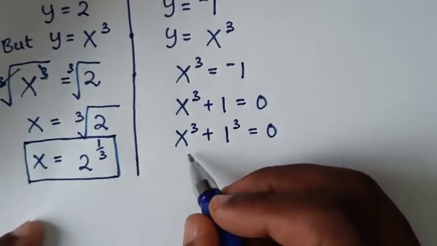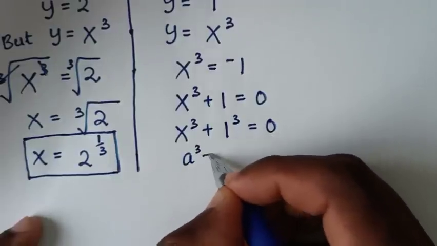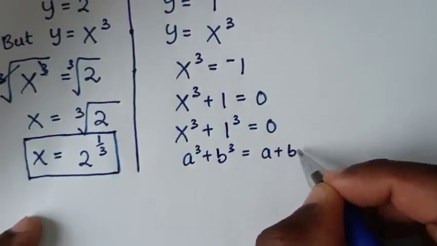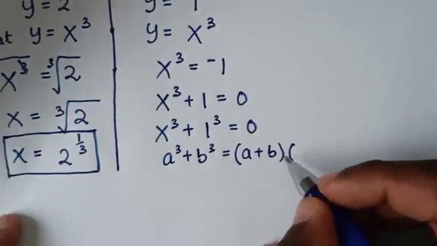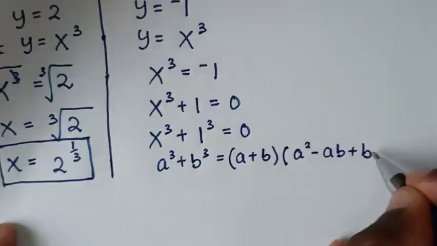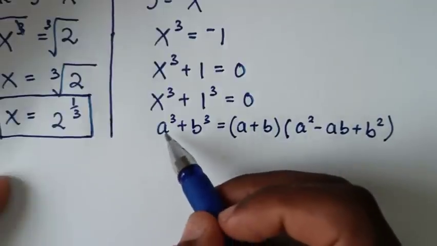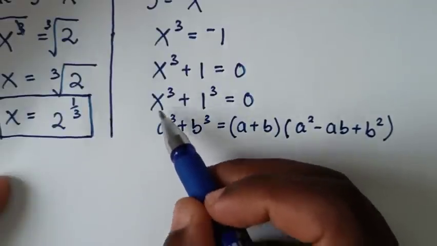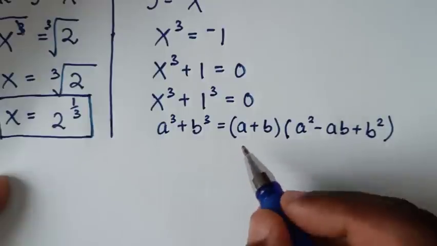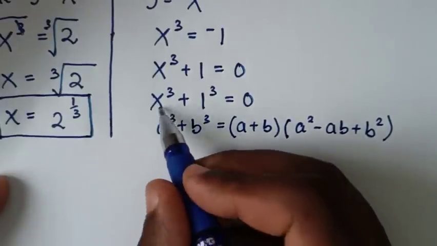So we'll apply a perfect cube rule in this form. Whereas this is in the form of a^3 + b^3 = (a + b)(a^2 - ab + b^2). Whereas when we compare a^3 with x^3, a is x, and when you compare b^3 with 1^3, b is 1. Then we'll apply this form here. So a + b will be x + 1.